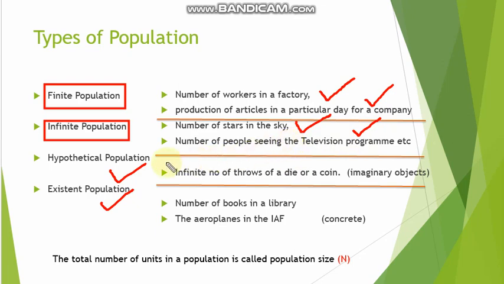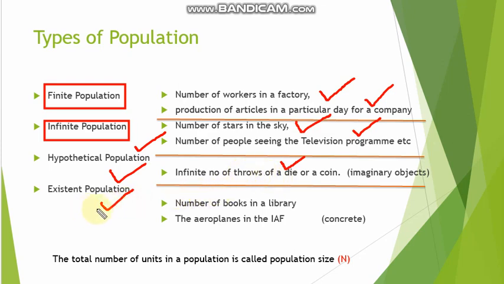The third type of population is hypothetical population. A hypothetical population is also called imaginary objects, in which a population consists of imaginary objects. Then we can call this a hypothetical population. Suppose I toss a die or a coin 100 times, what would be the probability that I am getting 50 heads or 50 tails? Suppose I throw a coin 1000 times, what would be the possibility that I am getting 700 heads or 300 tails? This is nothing but my infinite throws of a die or a coin. This comes under the hypothetical population.